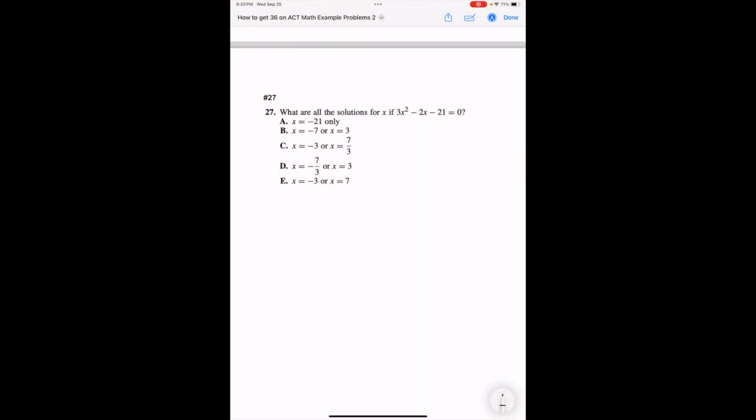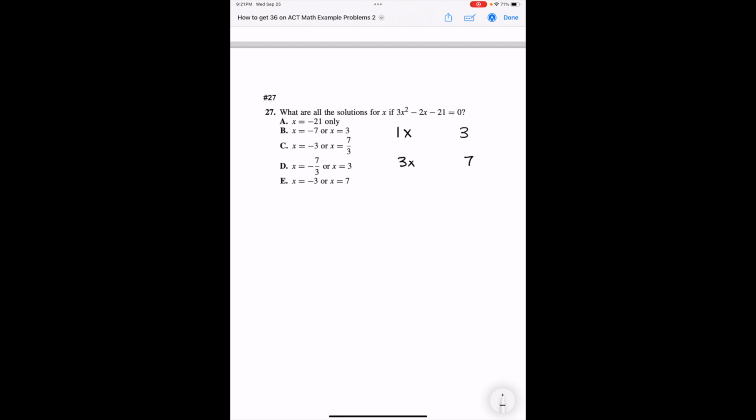Question number 27 asks, what are all the solutions for x if 3x squared minus 2x minus 21 is equal to 0? So how we find the solutions is a lot like the problem we just previously did. So first we must factor. For this side, we know it is 1x times 3x. And then what can make a product of 21 but have a difference when combined with the 1 and 3 of 2? So let's just try 3 and 7.